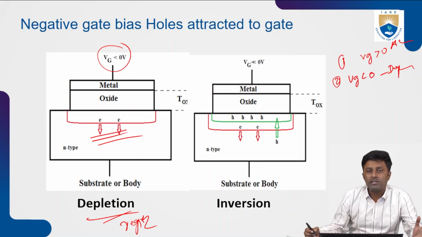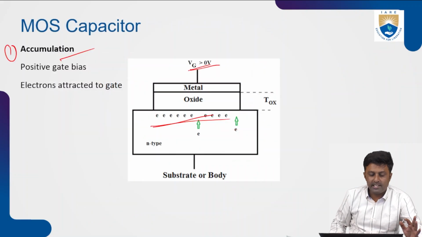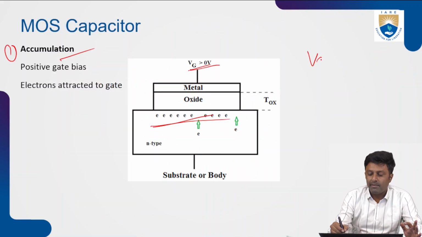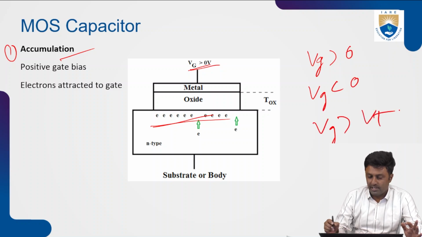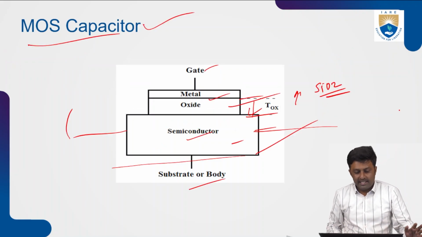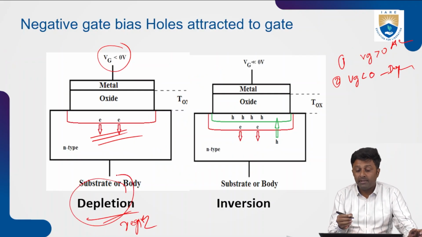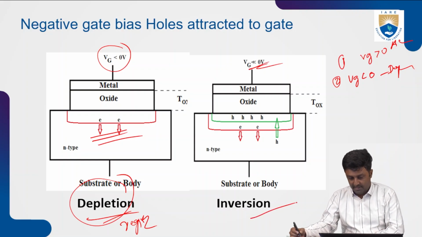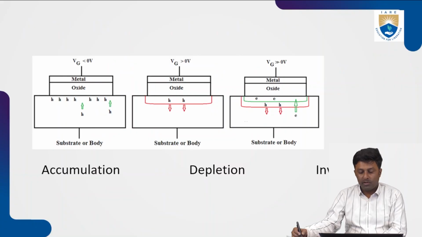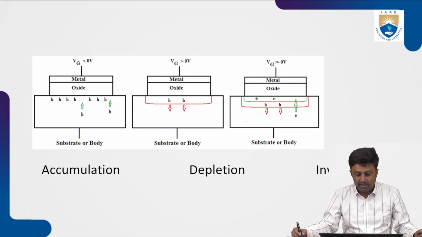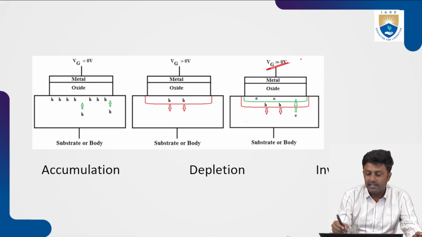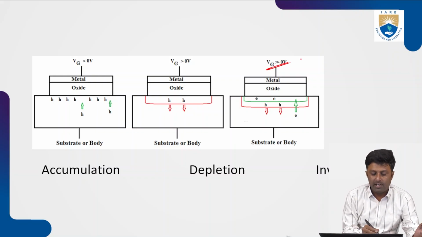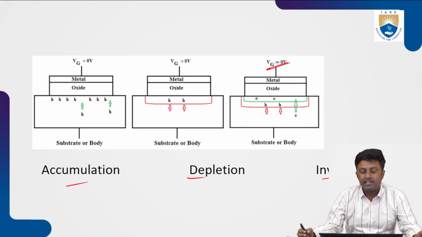So we can say that the MOS transistor works in three regions, based on the voltage applied. If VG is greater than 0, VG is less than 0, and VG is greater than the threshold voltage. If it is less, we call it a depletion region, and if the gate voltage is much less than 0, it is called the inversion layer. Okay, so now we will just summarize it. The transistor works in three regions.